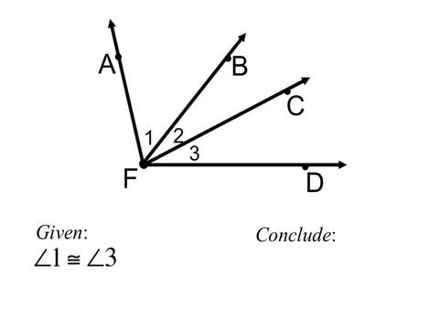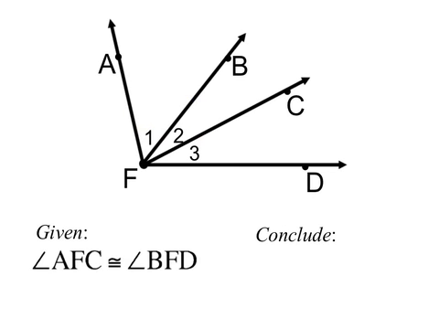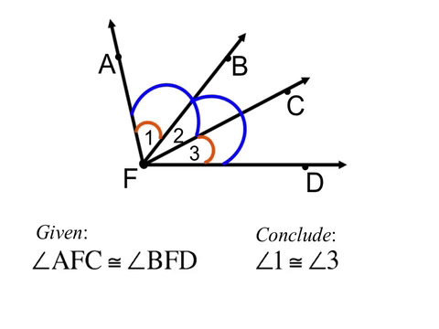And for angles, we know that if we're given that angle 1 is congruent to angle 3, we can add angle 2 to both of those angles and get that angle AFC is congruent to angle BFD. And the converse of that is true. If we're given that angle AFC is congruent to angle BFD as shown, then we can subtract angle 2 from both of those angles, shown with the blue arcs, to get that angle 1 is congruent to angle 3.